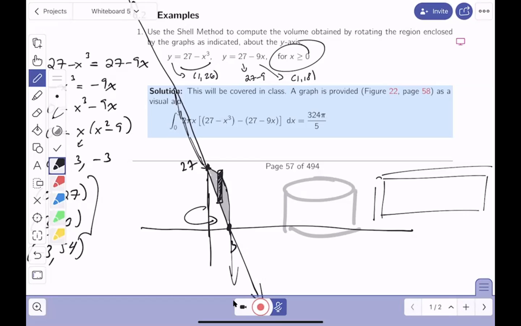to visualize things, right? And I notice that this is dx here. So that'll be dx over here. This is dx. What's this dimension over here? It's 2 pi r. What's the r? It's x, so 2 pi x.